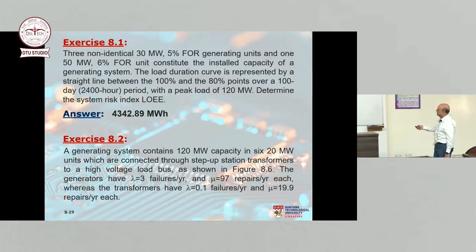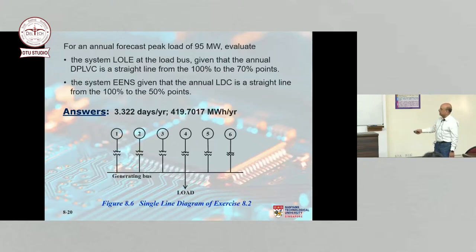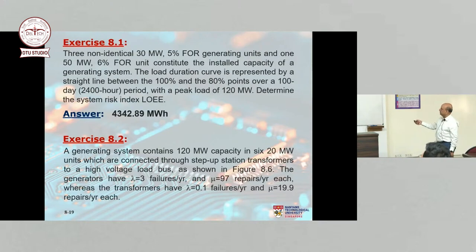Now there is another exercise here which is actually a very good question from my perspective, because it says a generating system contains 120 megawatt capacity in 6 20 megawatt units which are connected through step-up station transformers. So I think, as they say, a picture is worth 1,000 words. So this picture tells you what is happening. There are 6 generators. They are all connected through step-up transformers to this generating bus, and then the load is assumed to be connected here. Okay, so that's what the scenario is, which I have described here.